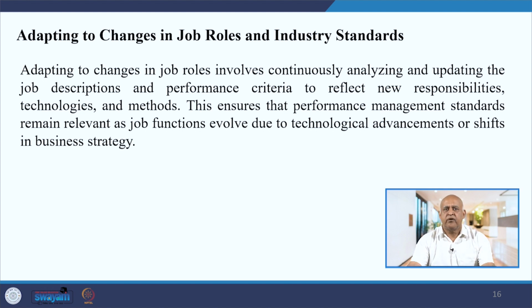When we talk about adapting to the changes in job roles and industry standards, adapting to the changes in job roles involves continuously analyzing and updating the job description and performance criteria to reflect new responsibilities, technologies and methods. This is a very important point. Unless the employee understands what his job is and what skills are required from him, there are chances of deviation from his overall competency. So, it involves analyzing and updating job descriptions and performance criteria to reflect the new responsibilities.